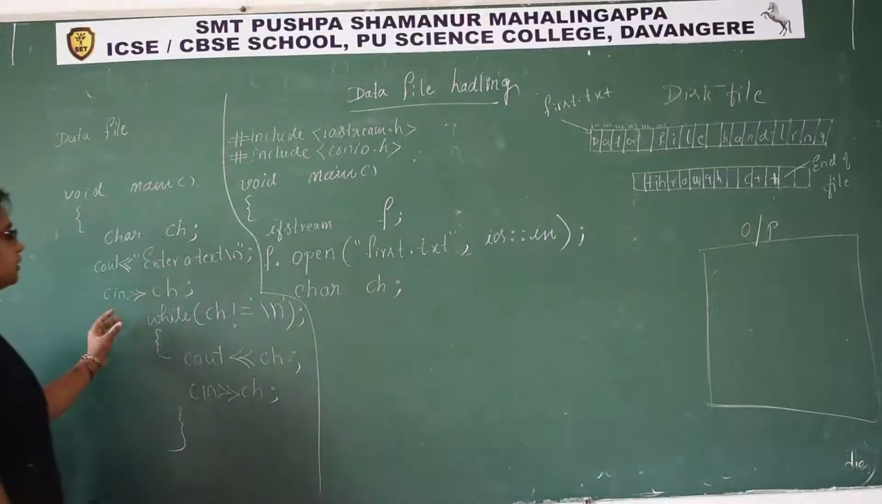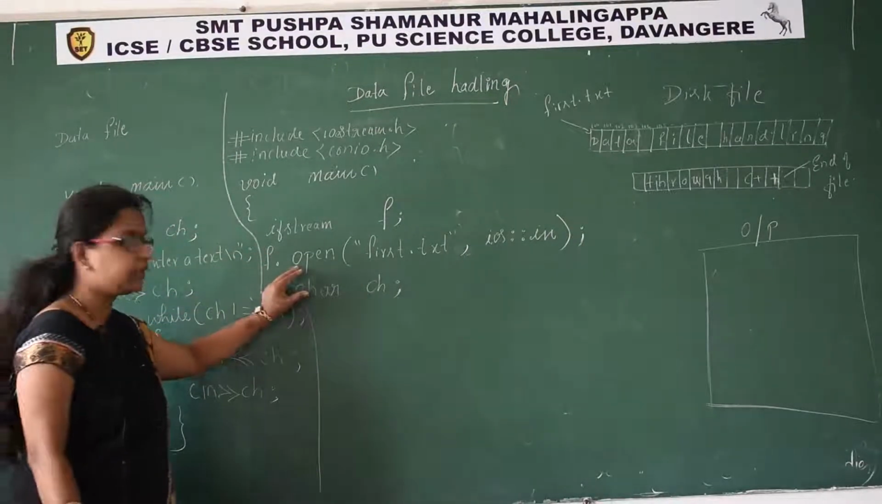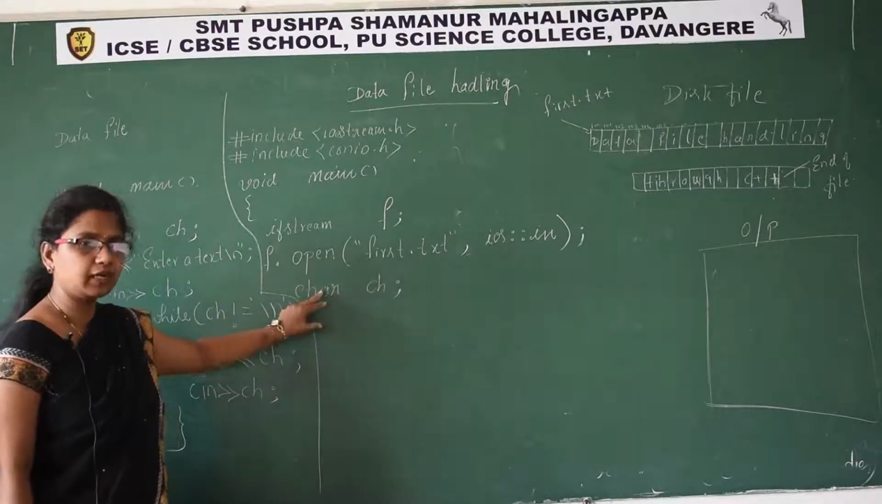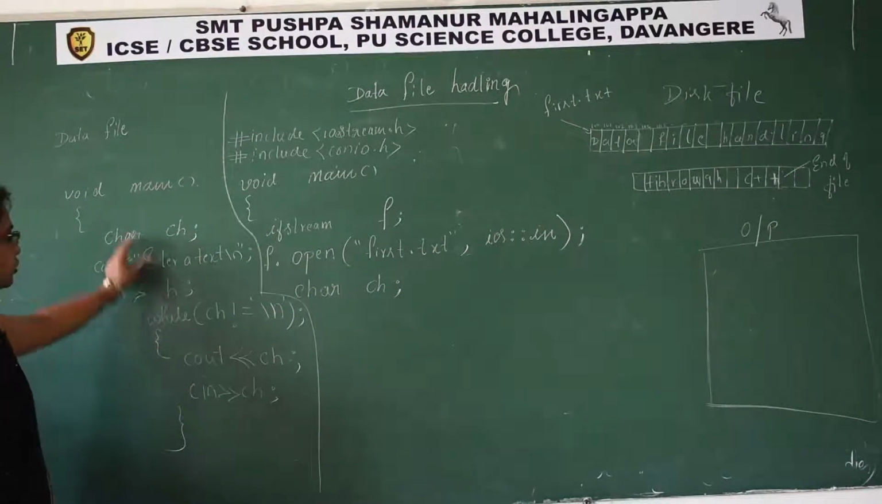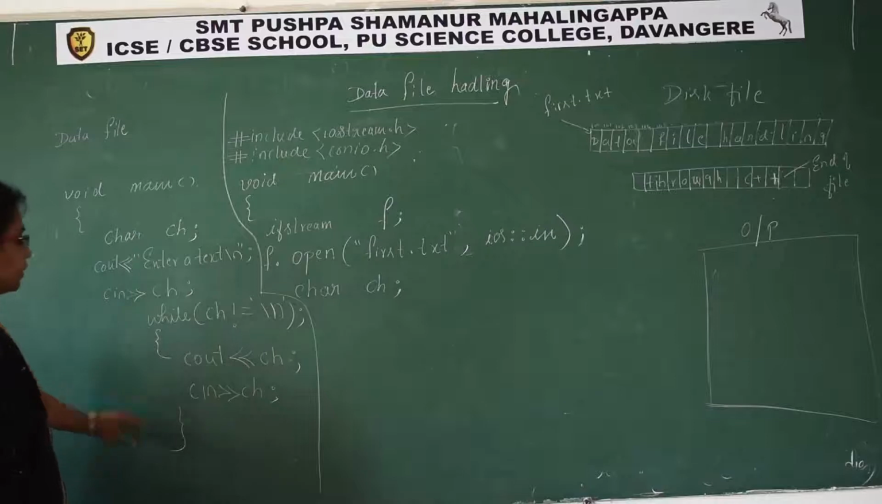I am comparing how to read a character from the file and how to read a character from the keyboard. Usually we do it this way, right?